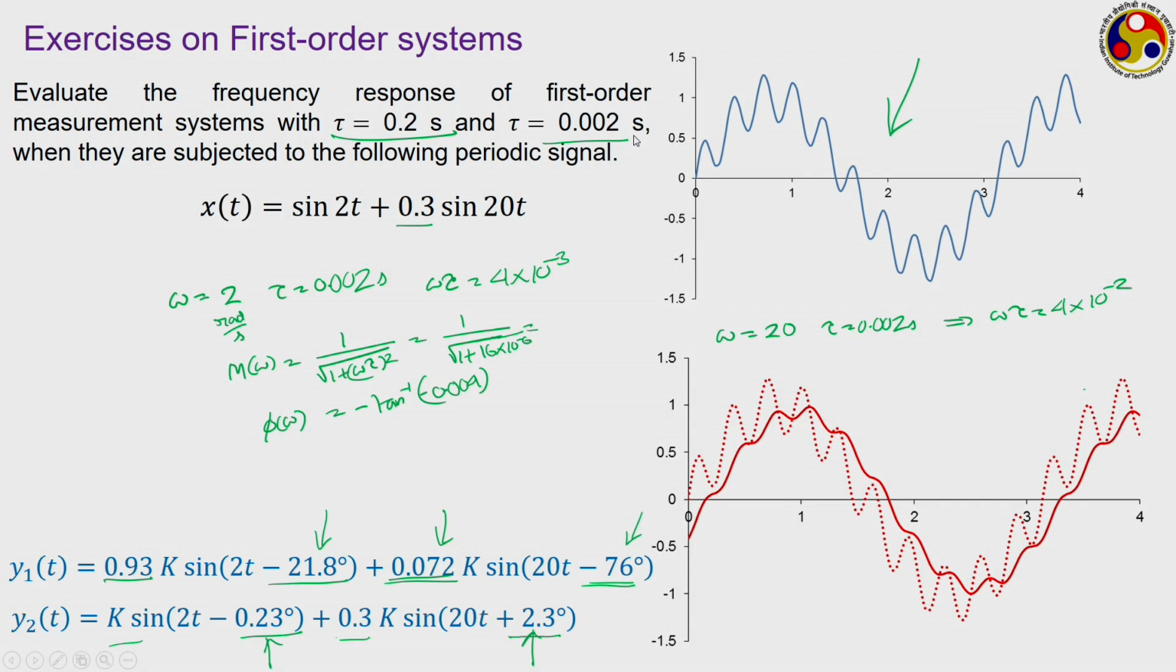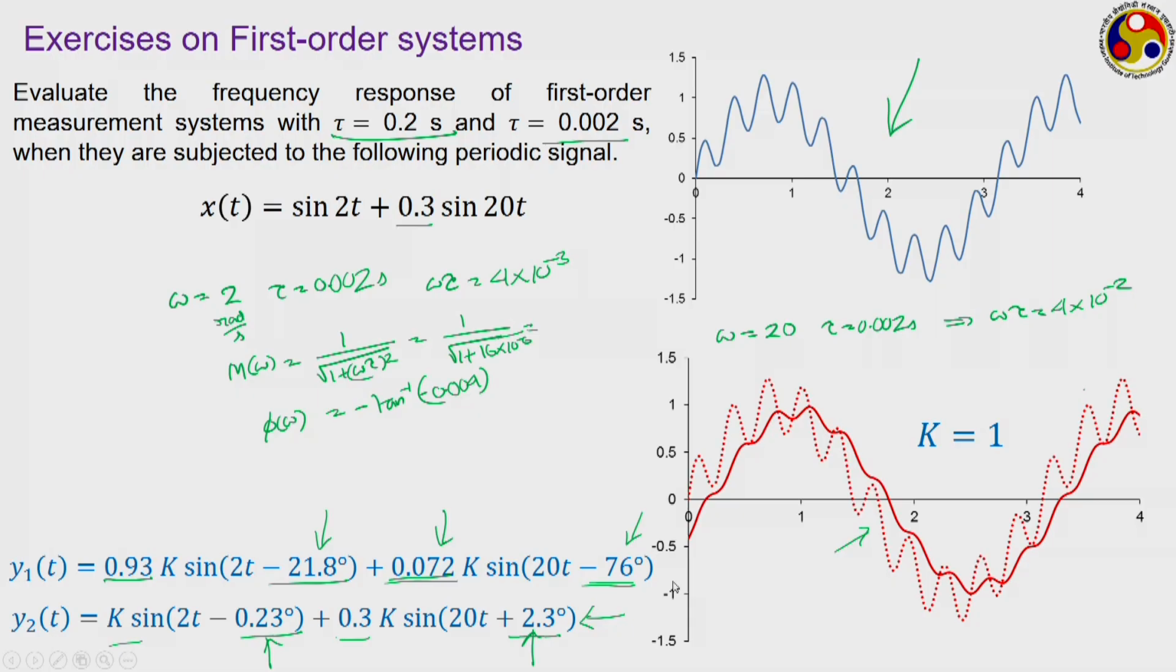But look at the dotted one, which corresponds to tau equal to 0.002 second. The signal quite meticulously follows the actual one. This dotted signal has excellent similarity with the actual one, and that is evident from its mathematical form also, where we have magnitude ratio equal to 1 for both the harmonics and also very small phase lag for both of them. So, the output meticulously follows the input. Therefore, it is very important to have a small value of tau for your first order measurement system, particularly when you are dealing with periodic inputs. Here of course, we have drawn it for k equal to 1.